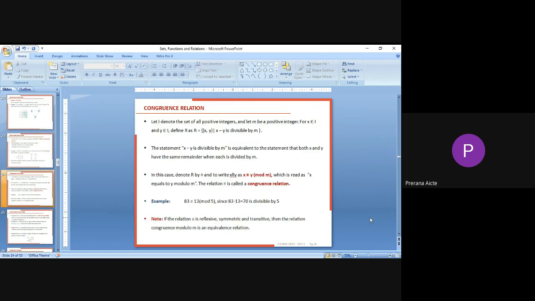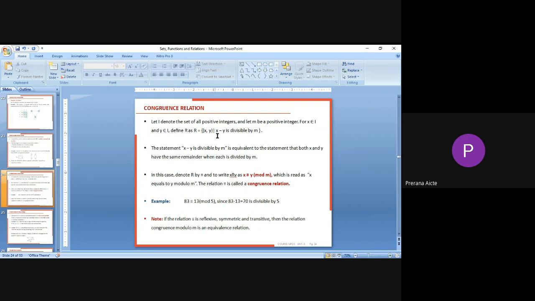Next, congruence relation. Now let us see what this congruence relation is. Let I denote the set of all positive integers, and let m be a positive integer. For x belonging to I and y belonging to I, define R as R equal to {(x, y) such that x minus y is divisible by m}. So if this is the property for the given ordered pairs in that relation, then it is called a congruence relation.